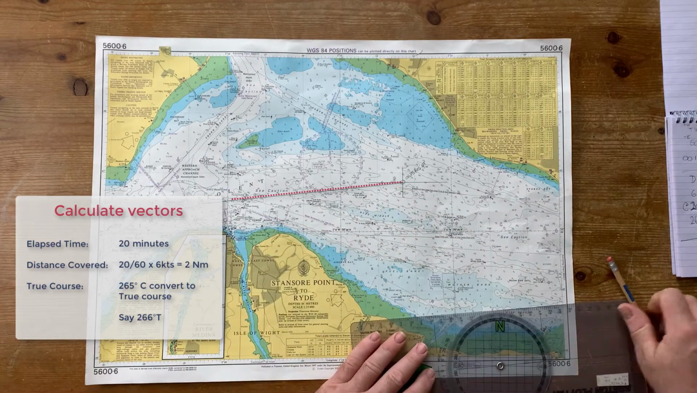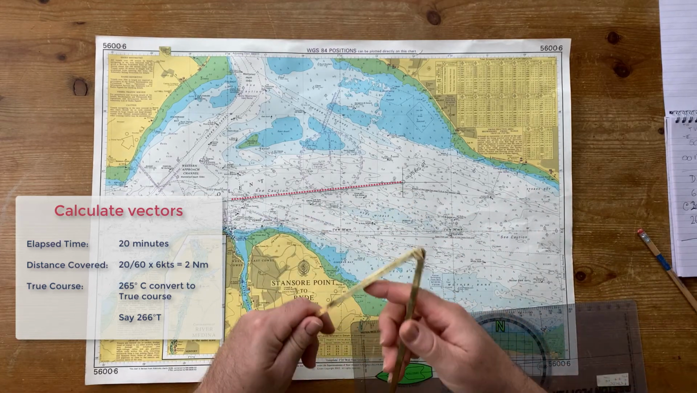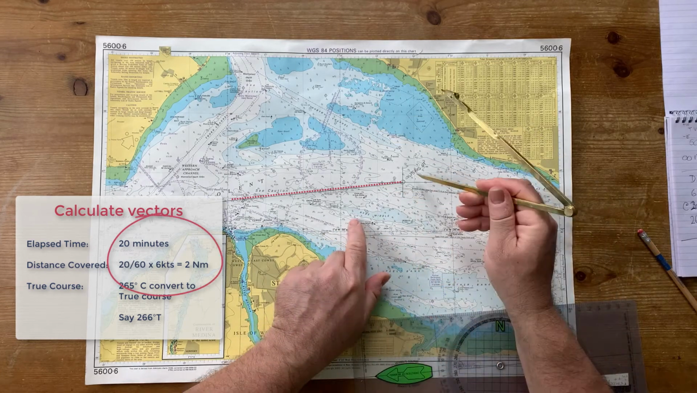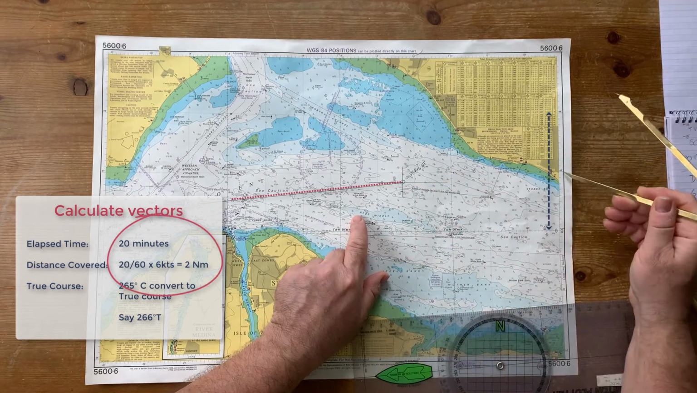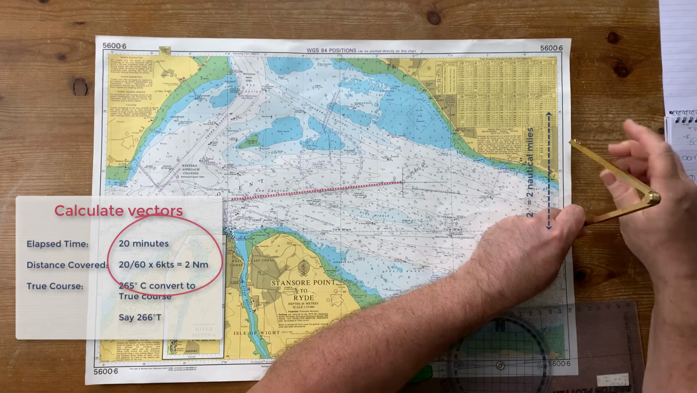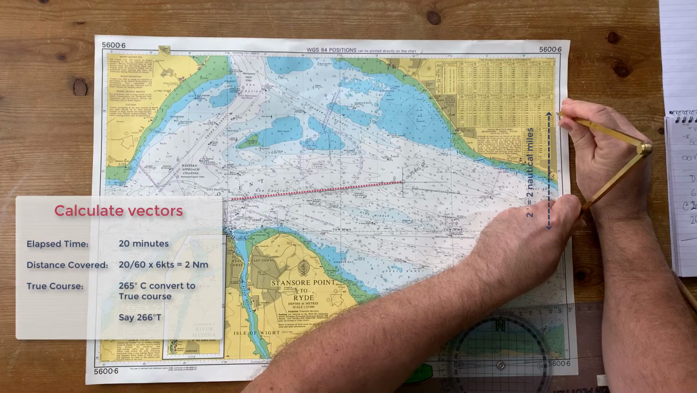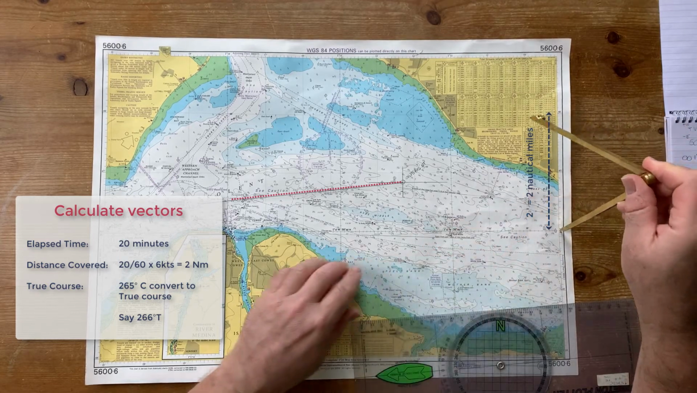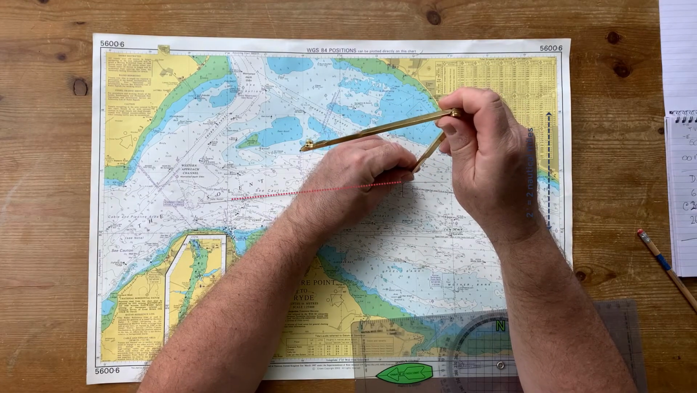We're not sure yet how far down that line we will have travelled. We know we were doing 6 knots and we had 20 minutes travelling time, so that's for 1 hour at 6 knots is 6 nautical miles covered. So for a third of that hour, 20 minutes, will be 2 nautical miles covered. 2 nautical miles is 2 minutes at that latitude.